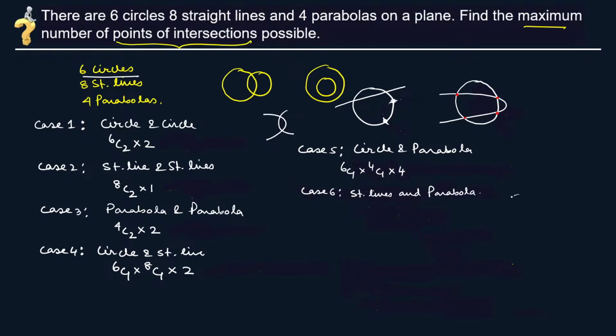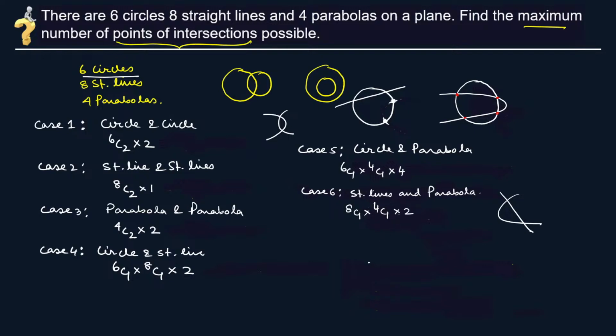Now, for a parabola and a straight line, the maximum number of points of intersection can be 2. Therefore, for the total number of points of intersection, first we have to select in how many different ways I can choose 1 straight line from these 8 straight lines. That can be done in 8C1 ways. And for a parabola, it will be 4C1 ways. And for each such selection, there will be 2 points of intersection.